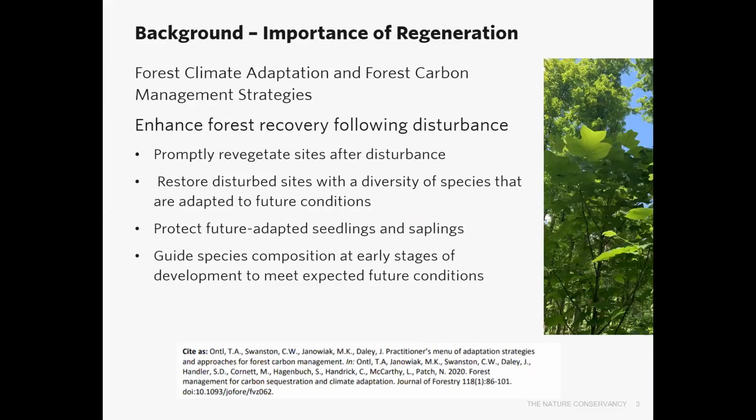So just some background information illustrating the importance of regeneration. TNC and the U.S. Forest Service just recently published a forest climate adaptation and forest carbon management strategies menu and strategy selection. Two primary goals for the Nature Conservancy are improving forest resilience and improving forest carbon stocks and sequestration. And so within that menu of strategies, enhancing forest recovery following disturbance is one of the primary recommended strategies. And there are numerous actions that touch upon what I'm going to be talking about today. So promoting and revegetating sites promptly after disturbance so they don't turn into vinelands, as Kate described. Restoring disturbed sites with a diversity of species that are adapted to future conditions.